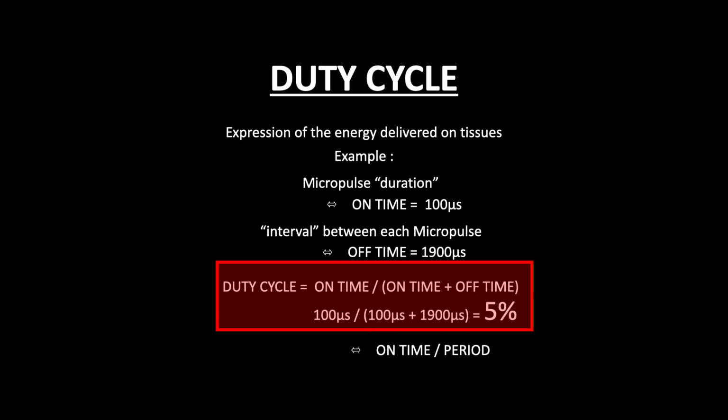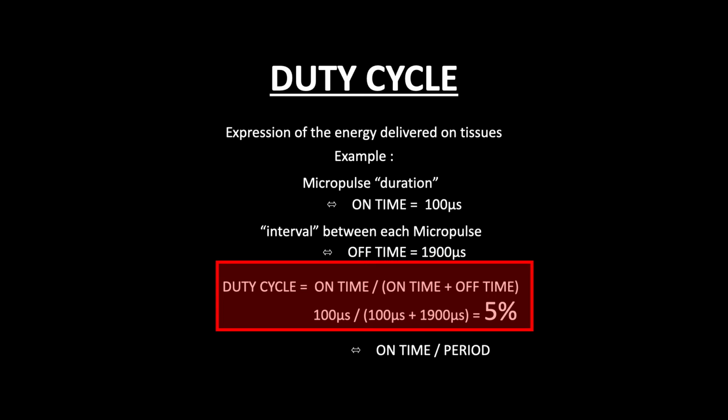Let me introduce the term duty cycle. The duty cycle is the expression of the energy delivered on tissues, the percentage of time that the laser is on compared to the duration of the entire pulse. So, when we work in the macula, a 5% duty cycle is what has been shown to be the safest and effective of the different duty cycles that have been studied.